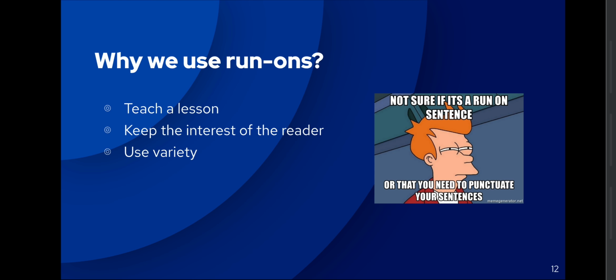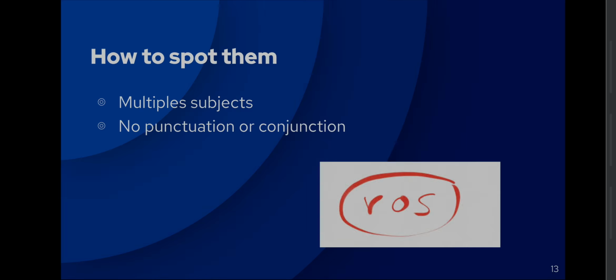Why do we use run-ons? We use run-ons to make the writer realize that sentences can't always be long. The reader loses interest and will be lost in all the different topics. Use variety. Make your sentences long, medium, and short to keep the reader hooked on your work.